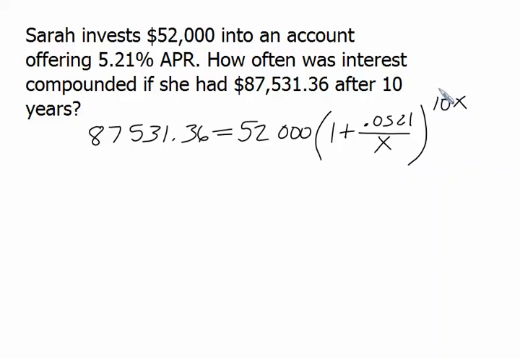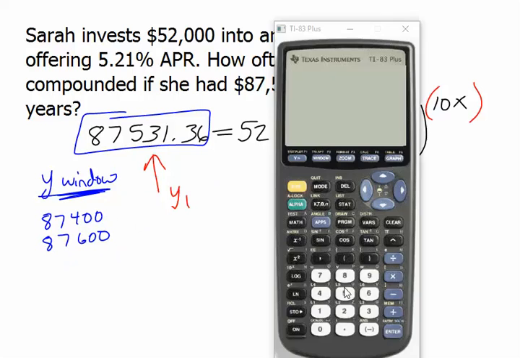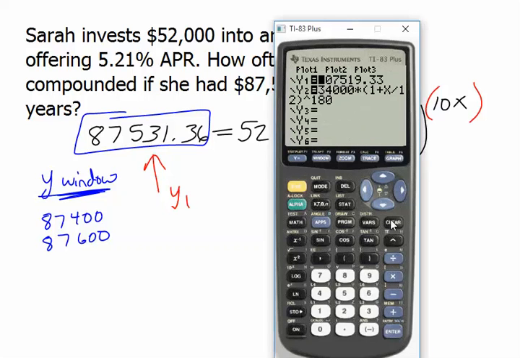Now, a couple of things. First, make sure you put parentheses around your exponent when we type this in the calculator for the y1 and the y2. If you don't do that, the calculator will misinterpret what you're saying. Secondly, we really need to focus in on this amount right here. So for the y window, we're going to want to zoom in there and maybe be like 87,400 to 87,600. Because the number of compoundings did not make that large of a difference in the amount of money in the account. So we will come back here and type these in.